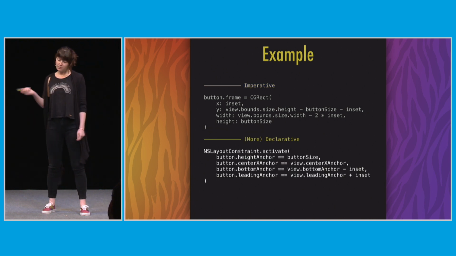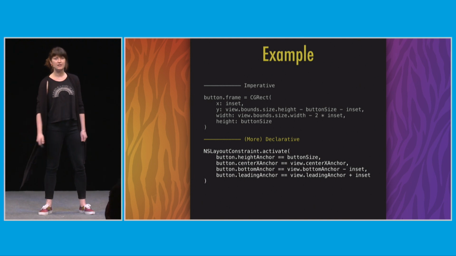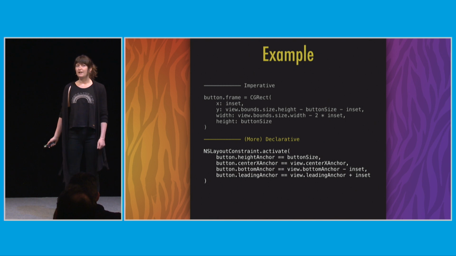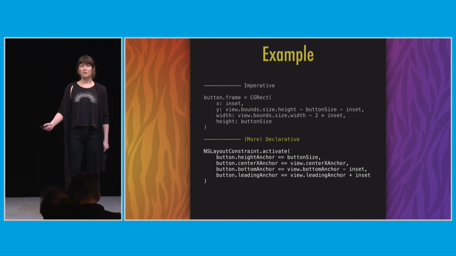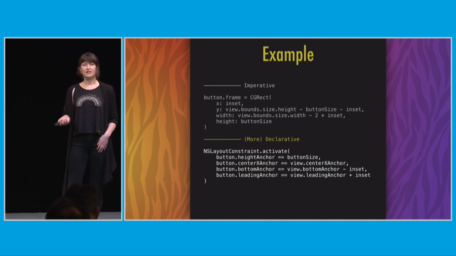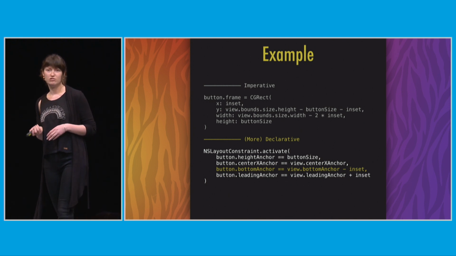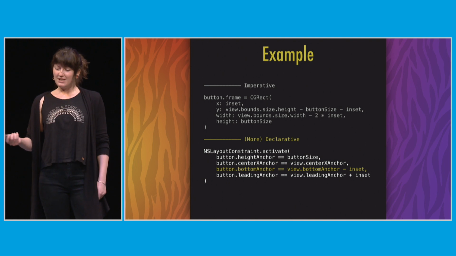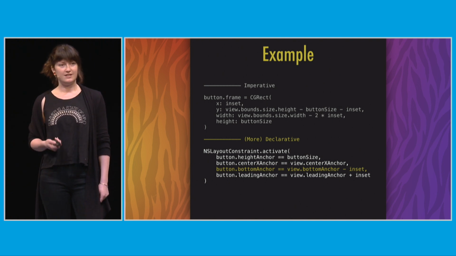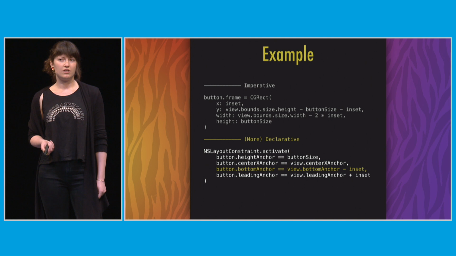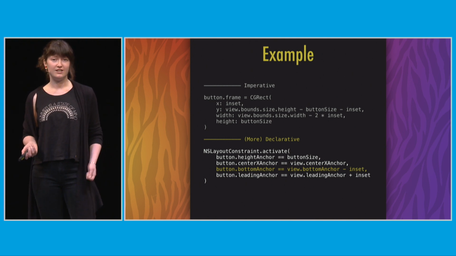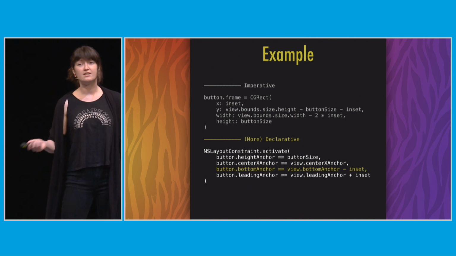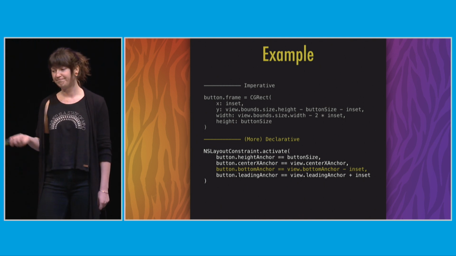A little bit more declarative approach to this would be to use Auto Layout and to use anchors. In this example, I'm just defining how my view needs to look in relation to another view. So it's self-explanatory, it's easier to understand, and it will always work. When you rotate and stuff, it's always true. You say, my view should look like this in comparison to this other view.